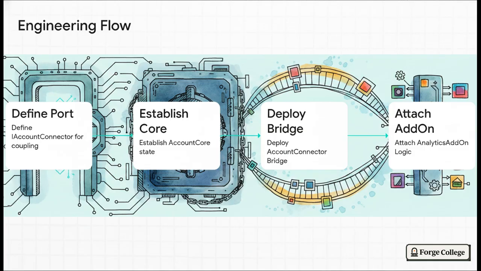It's beautifully simple. Step 1, define the interface port. Step 2, establish the core state. Step 3, deploy the connector bridge. And finally, Step 4, attach the add-on logic. Notice how we keep that heavy, critical state locked safely away in Step 2, while the lightweight, easily swappable logic just plugs right in at Step 4.